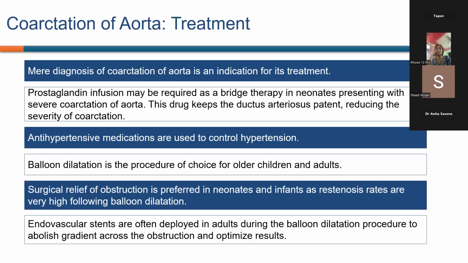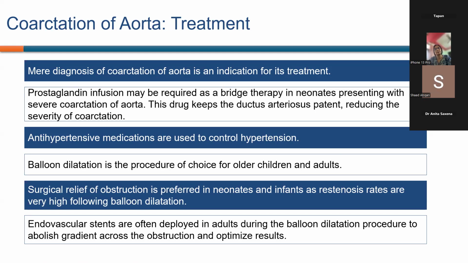So just the simple diagnosis of coarctation is an indication for its treatment, because you will only diagnose when the gradients are significant. And as was told for aortic stenosis, keep prostaglandin infusions ready, because in newborns coming with collapse, as the ductus closes, you may have to use prostaglandin to keep the ductus open before the patient can be taken up for surgery. Older children who are hypertensive, you have to start antihypertensive medications.